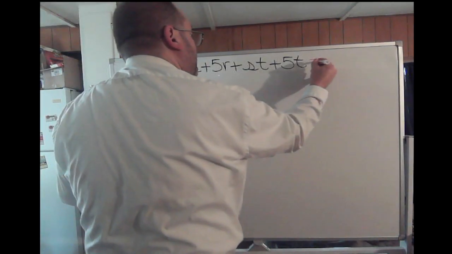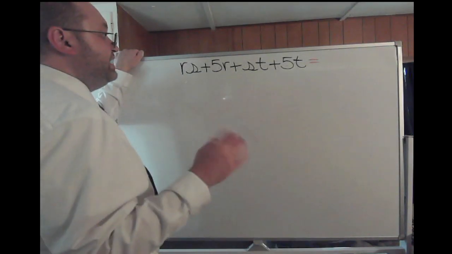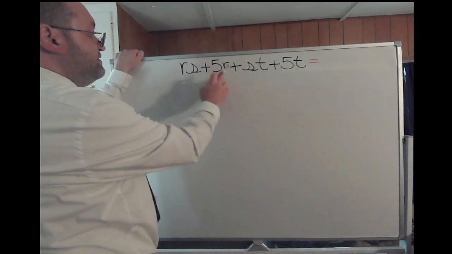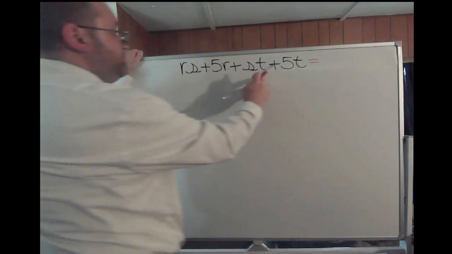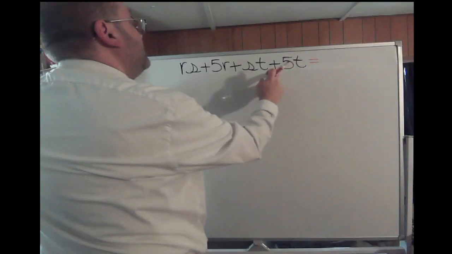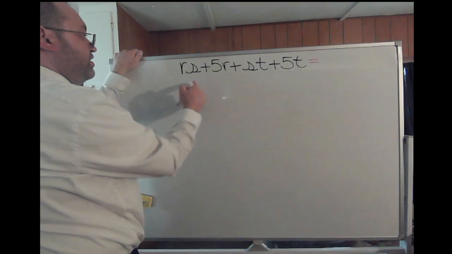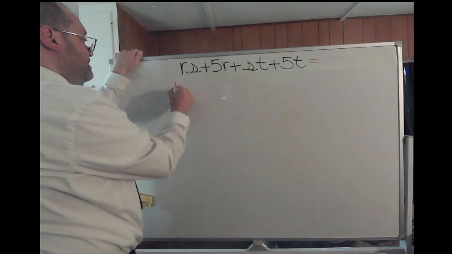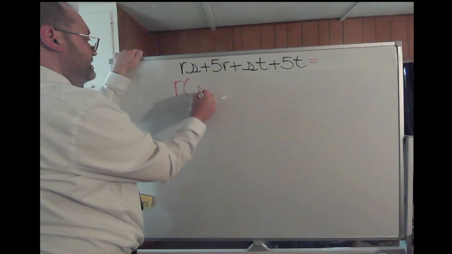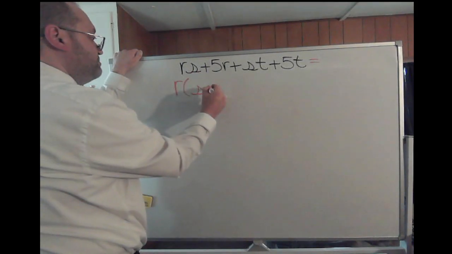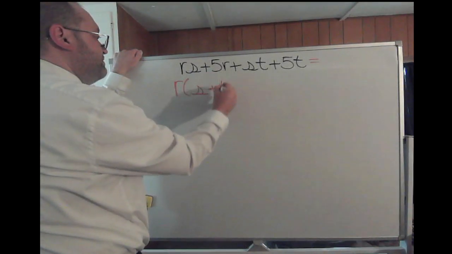Well, let's look at how we're going to factor this, come up with an approach. It's kind of like the last problem, because between RS and 5R, the first two terms, you have a common R. Between the second two terms, ST and 5T, you have a common T. So let's factor out an R from the first two terms. Factor out your R. Now R times what equals RS? Well, that'd just be S, because R times S is RS, plus R times what equals 5R? Well, that'd just be 5.